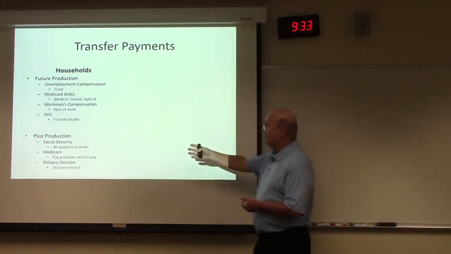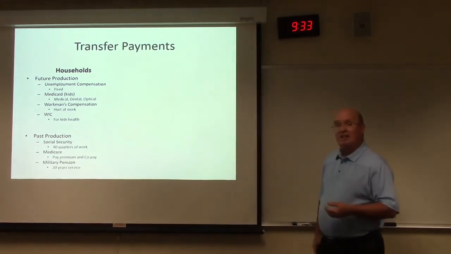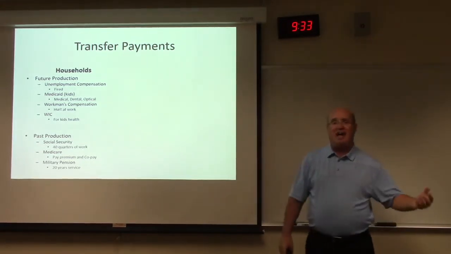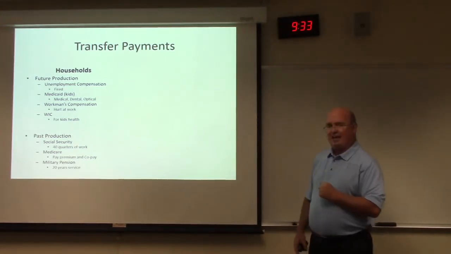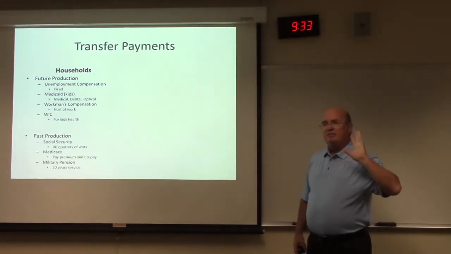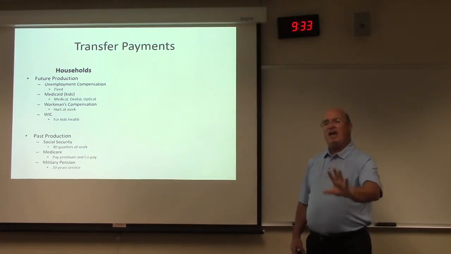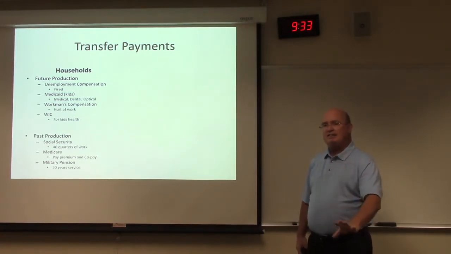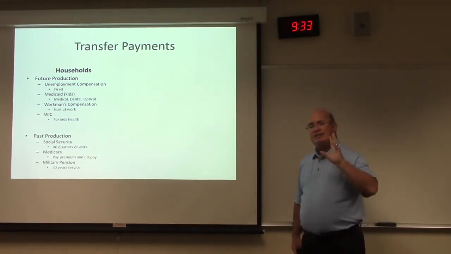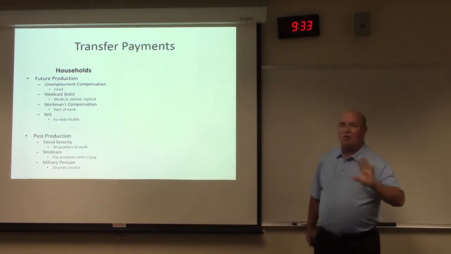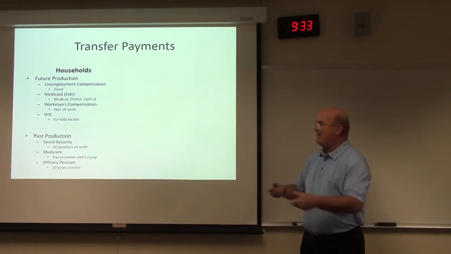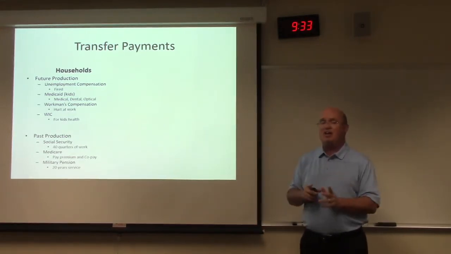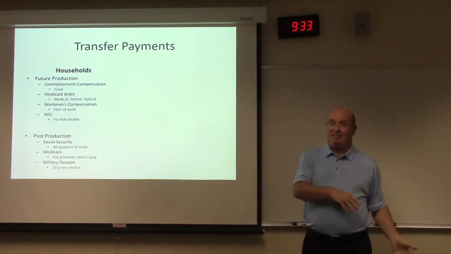Now, past production. You're working all your life. You might get Social Security. To get Social Security, you have had to have worked at least 40 quarters, or in other words, 10 years. You have had to have put money into the Social Security fund for 10 straight years in order to get money out of it.